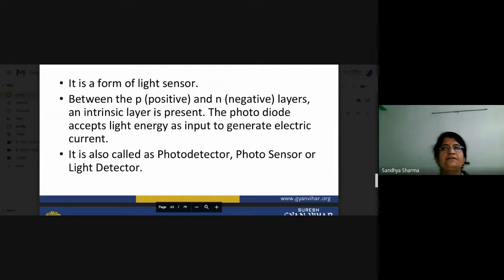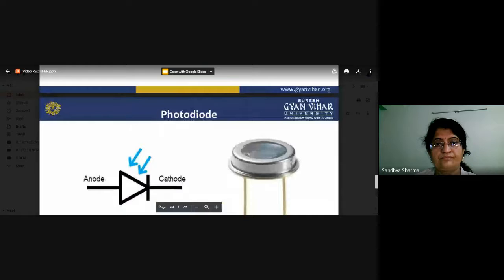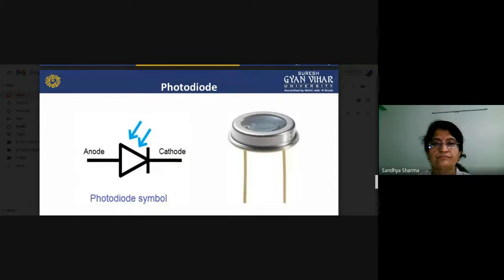If you are defining our photodiode, it is just like a sensor, meaning it will sense the light and convert that light into an electrical signal. Between the p-positive and n-positive layers there is an intrinsic layer, and the photodiode accepts light energy as input to generate the electrical current. So it is also called a photodetector. A photodetector is also called a photosensor or light detector. So this is the photodiode.